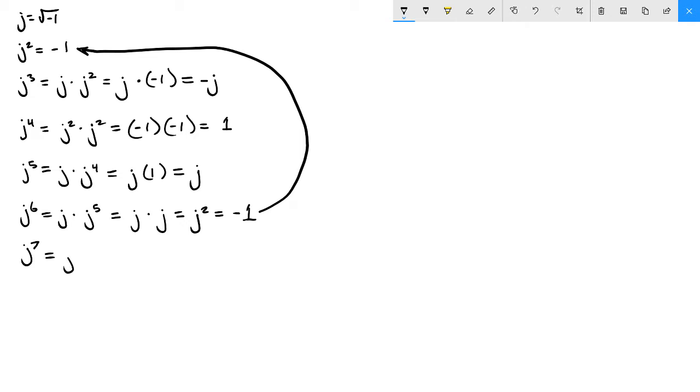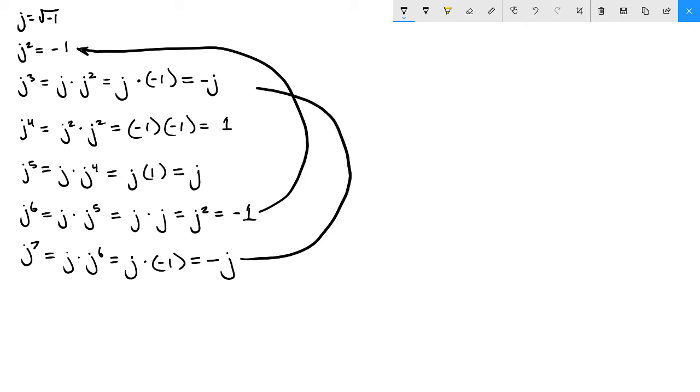So this is really just j times j to the 6th, where this is just j times negative 1, which is negative j. And from here we see that it really did follow the pattern of what j to the 3rd power would have been. And we see that as the powers keep increasing, we will be dealing with a pattern that involves just either negative 1, negative j, positive 1, and positive j. And it'll just keep on cycling between these four different values.